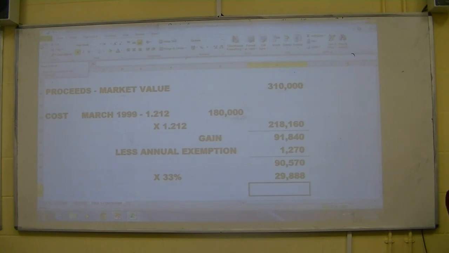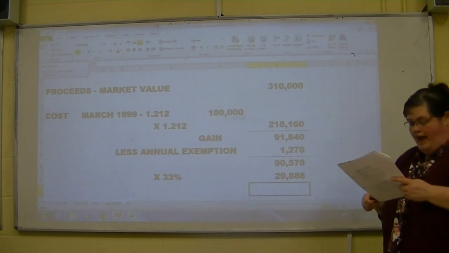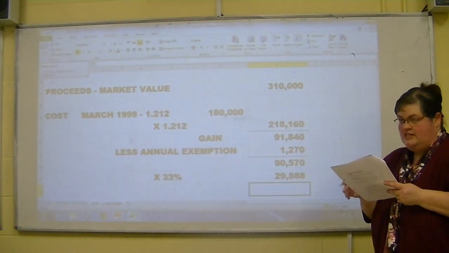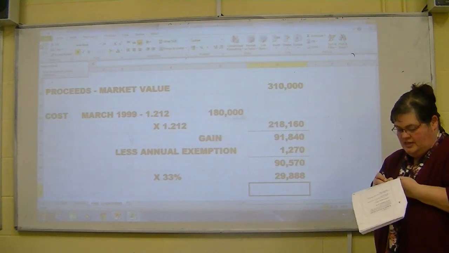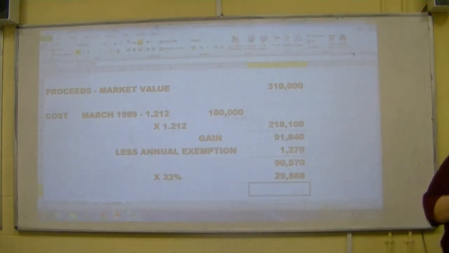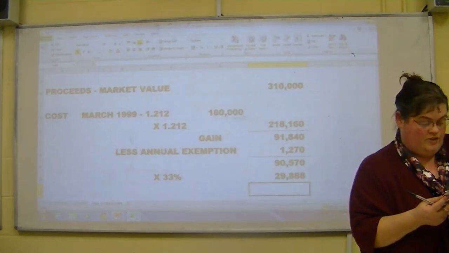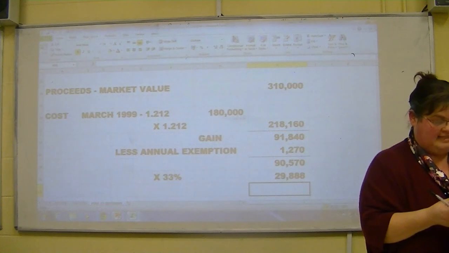So if the application of indexation or market value rules increases the amount of a gain or loss, the lower actual figure must be used. Okay, not uses, used, that's just my typing. If the application of indexation or market value rules turns a loss into a gain or a gain into a loss, there's a no gain, no loss situation.